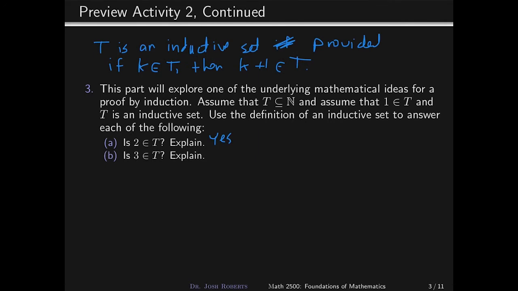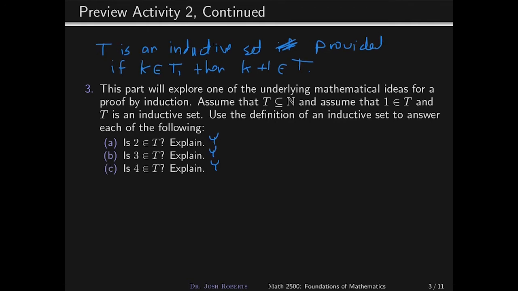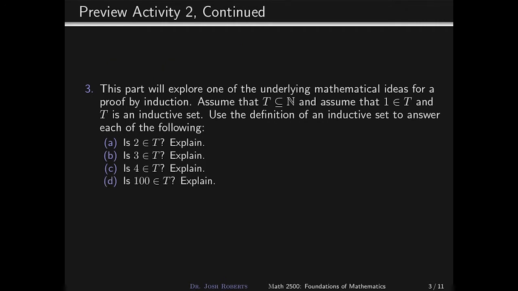What about 3? By the same reasoning, it's an inductive set. 1 is in there, which means that 2 is in there. It's an inductive set, means if I add 1, 3 is going to be in there. So yes, absolutely. And I think you see the idea by now. 4 is also going to be in there. So is 5, so is 6, so is 7, so is 8, and so on and so forth. As a matter of fact, it's not too hard to see that 100 also has to be in there.